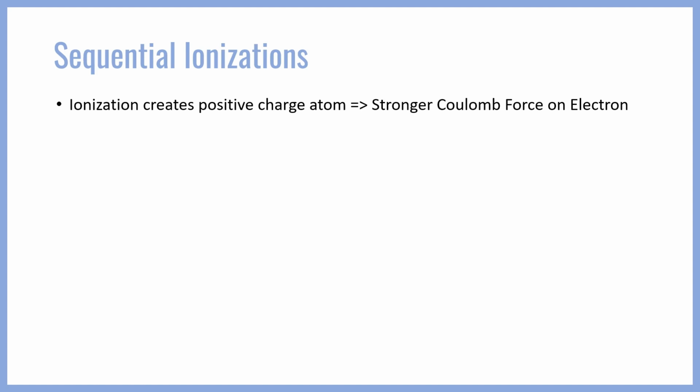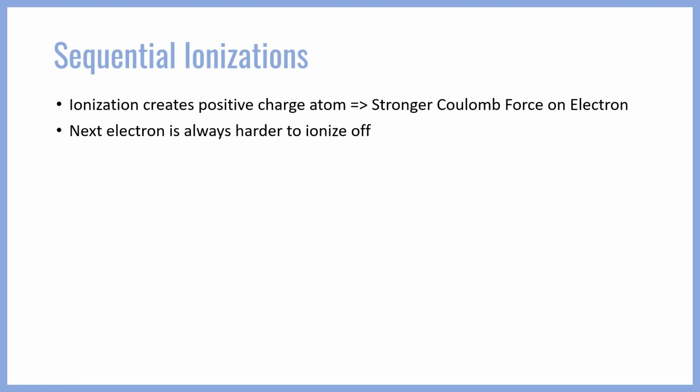Now, I want to turn our attention to what happens if we take more than one electron off of a given atom. Well, ionization is going to create a cation, a positively charged ion. This resulting positive charge is going to lead to an even stronger attraction by the nucleus for the remaining electrons.